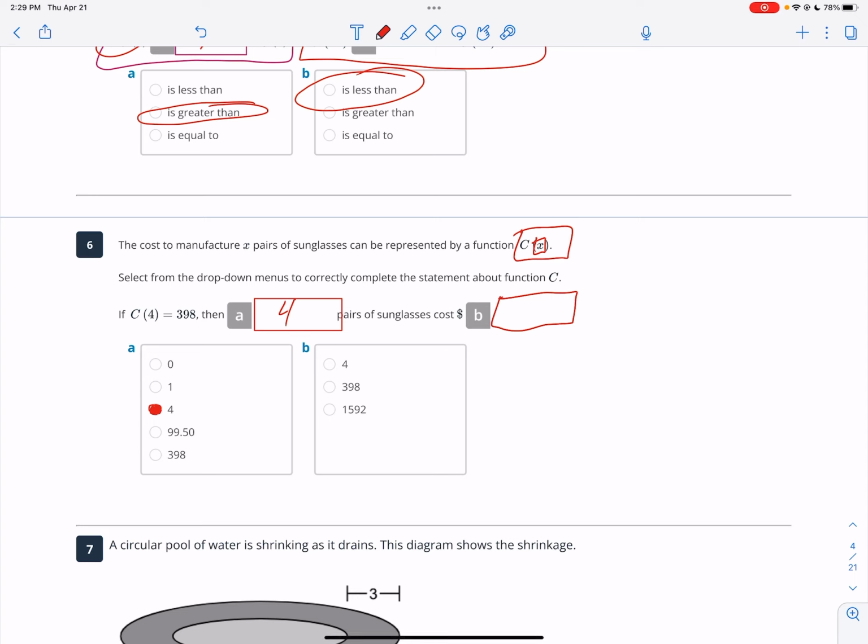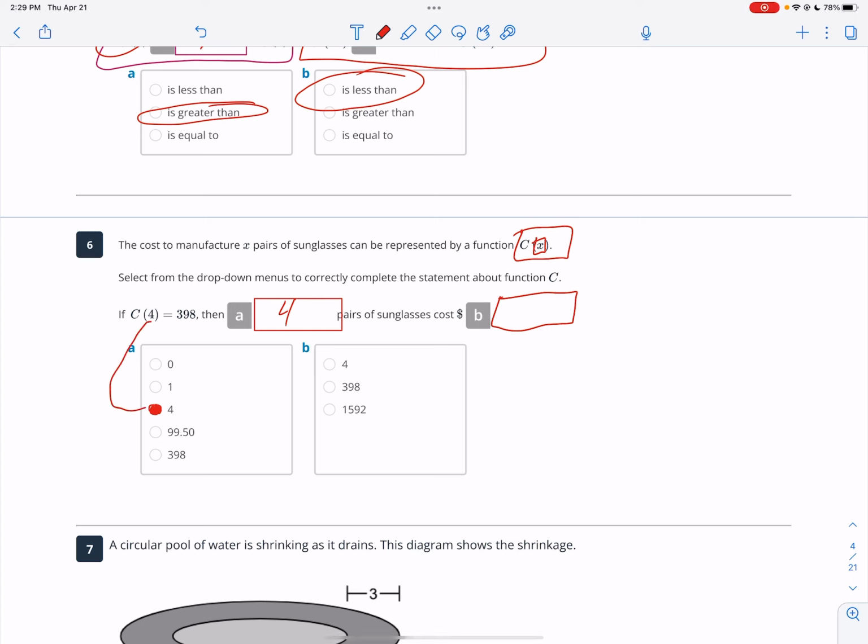A lot of times, I think this question's here to get students to overthink things. But really, if you don't understand anything about function notation, that's where you would goof on this one, because all the information is right here. This is literally like a little sentence. It's like our cost, C, is dependent on this part, our pairs of sunglasses. So it's all written right there.